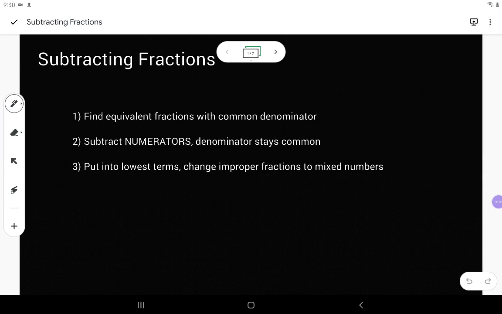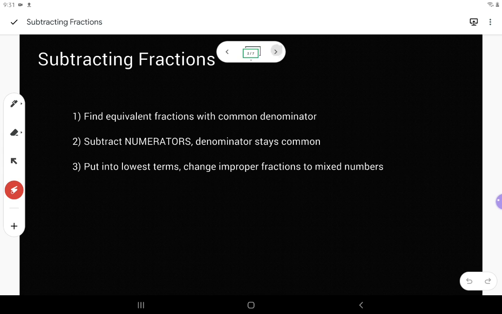In this video we are going to review subtracting fractions, which again should be reviewed from grade 7. Nice thing is it's very similar to adding, so we still need to find equivalent fractions with a common denominator, which is good. Now, instead of adding the numerators, we just subtract the numerators, okay? And we need to make sure we keep the fractions in the correct order they are given to us. The denominator will also stay common, and as always, put into lowest terms and put any improper fractions back into mixed numbers.